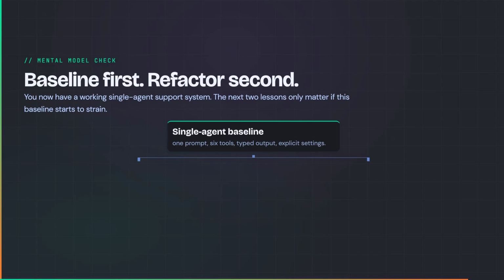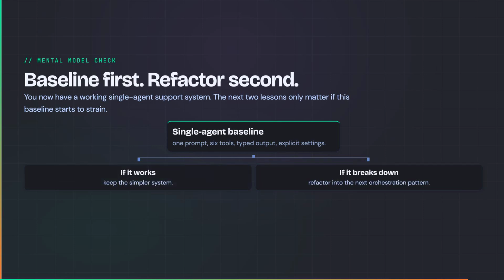We end with a decision, not a new feature. Choose the simplest shape that still handles the work clearly. If the baseline works, keep it. One agent is easier to inspect, explain, and debug than a larger orchestration graph. If the baseline breaks down, split for a reason. The next orchestration pattern should solve a visible problem, not add architecture for decoration.